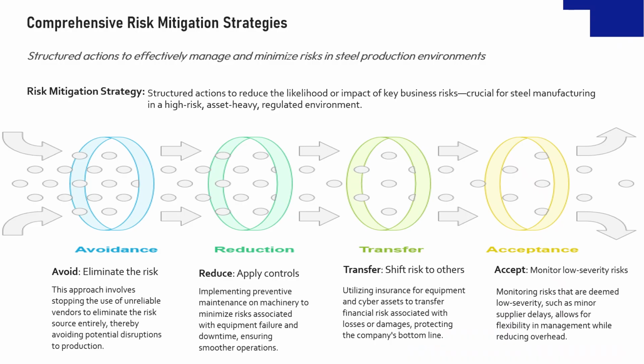Risk mitigation strategies. We use 4 core strategies: avoid, reduce, transfer, and accept. For instance, we eliminate risky suppliers, use insurance, apply preventive maintenance, and monitor severe risks. This structured approach ensures our operations work smoothly and in a proper way.